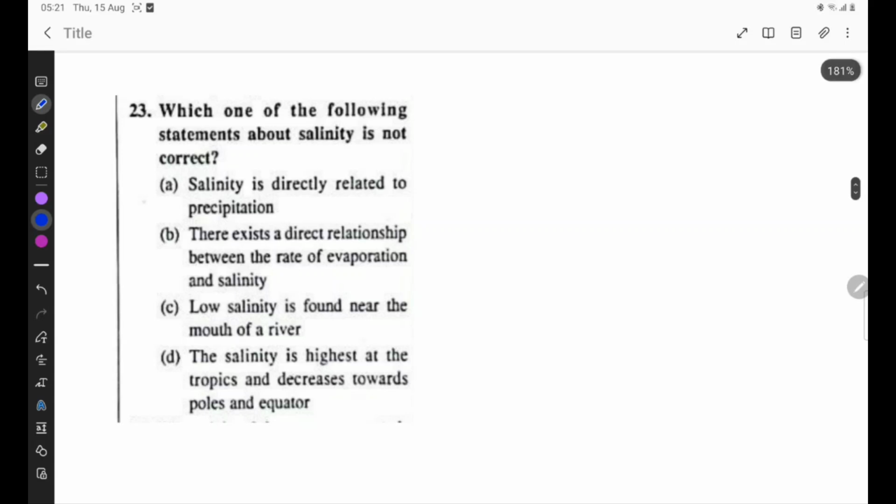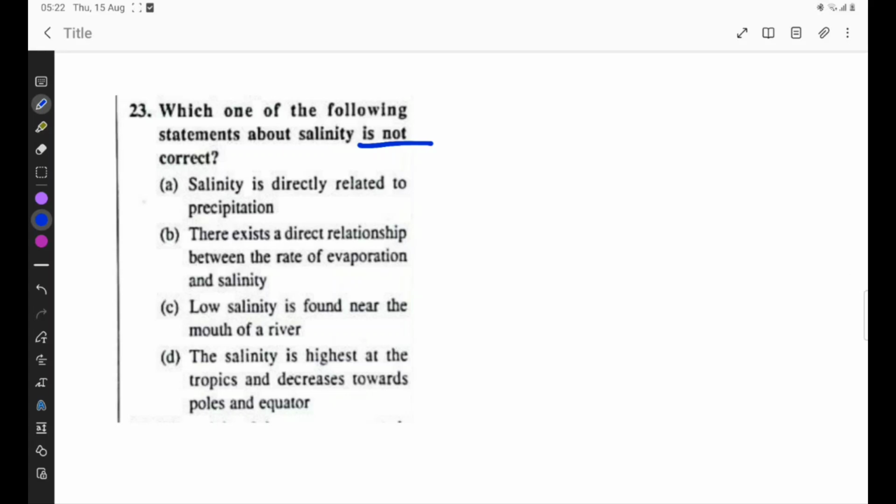Next question says which one of the following statement about salinity is not correct? Salinity is directly related to precipitation. There exists a direct relationship between the rate of evaporation and salinity. Low salinity is found near the mouth of a river. The salinity is highest at the tropics and decreases towards poles and equator. So, which statement is not correct? We have to find out.